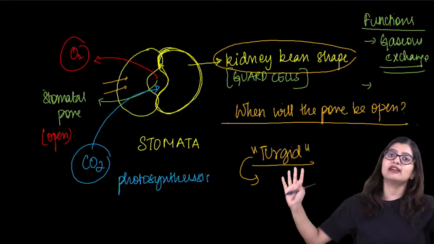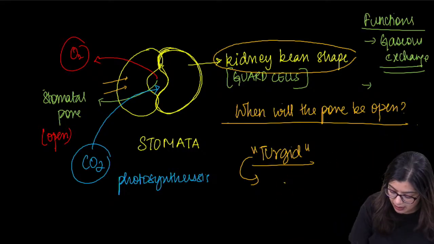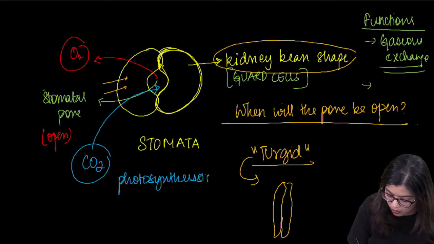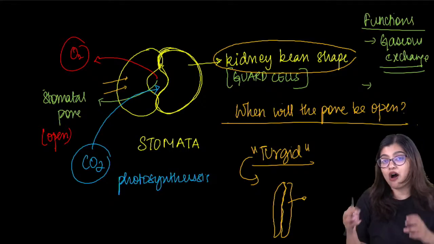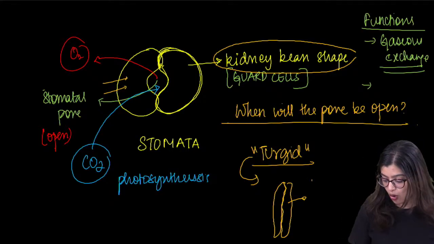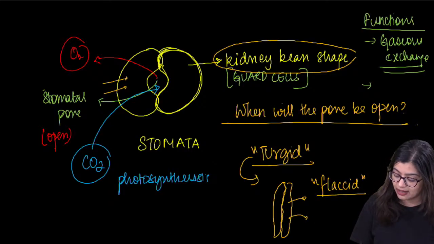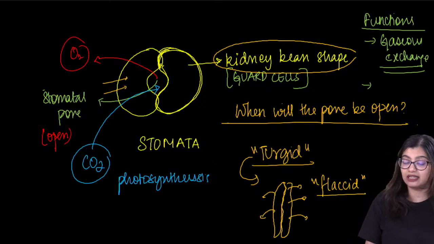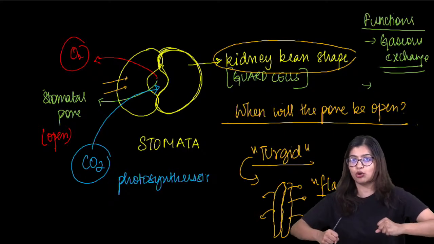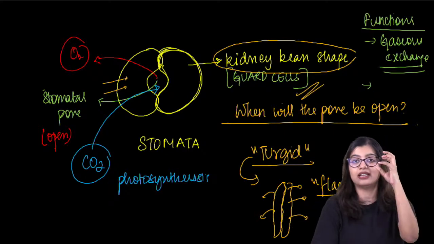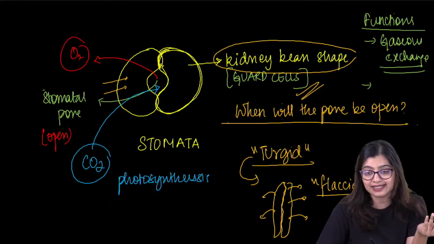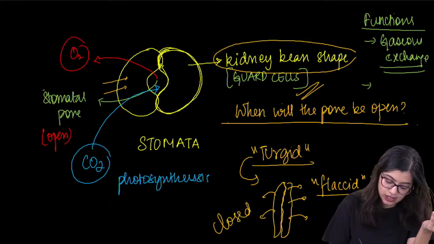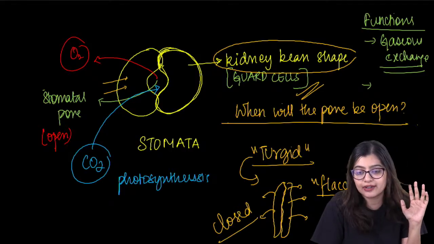Now it is not that stomata will be open 24/7. There will come a time when stomata has to close, right? So when will stomata close? Stomata will close when it has lost that kidney bean shape or when it has become flaccid. When will it become flaccid? When all the water that was inside the guard cell, keeping it plump and in that kidney bean shaped structure, has gone, we say that it is flaccid and thereby it is closed. So are we clear?